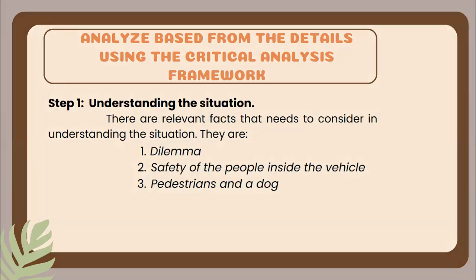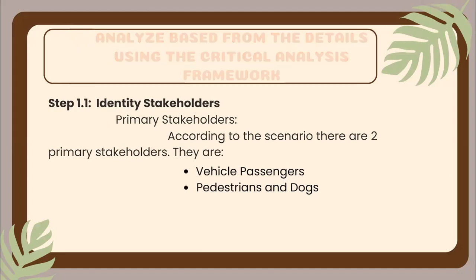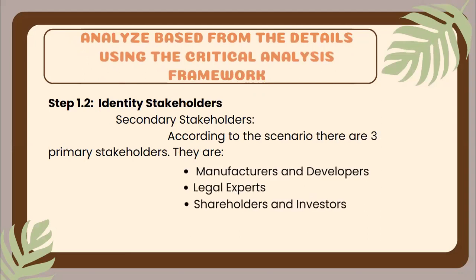Identify stakeholders. Firstly, primary stakeholders. Vehicle passengers, individuals who expect the autonomous vehicle to keep them safe during their journey. Pedestrians and dogs. Innocent people and dogs who are crossing the road may be harmed if the vehicle turns to the left.